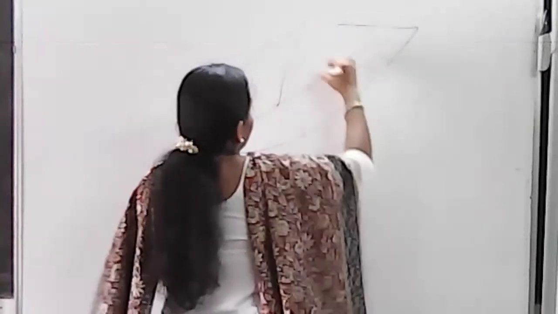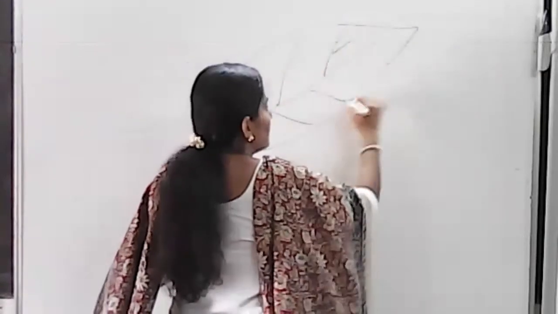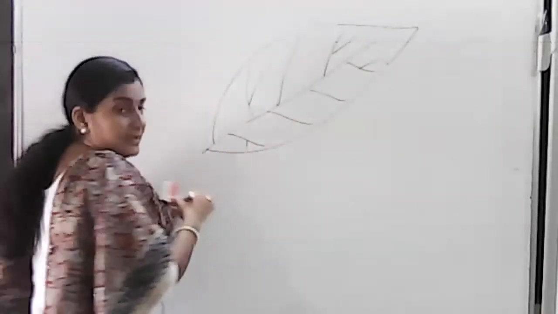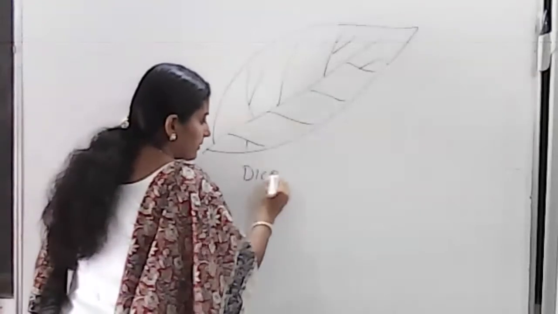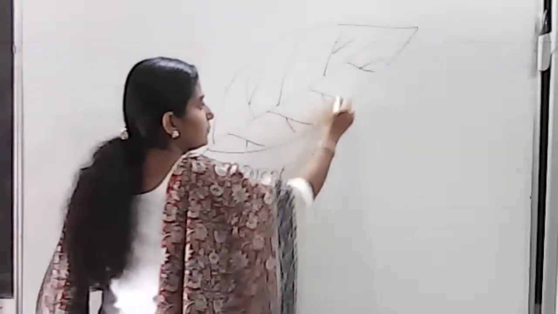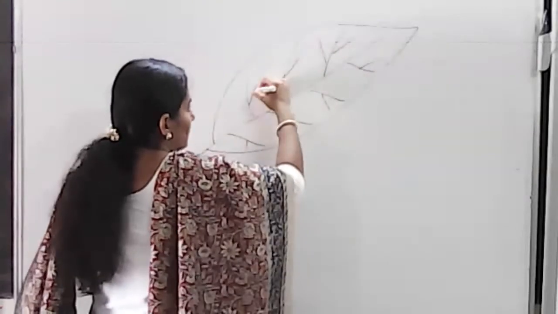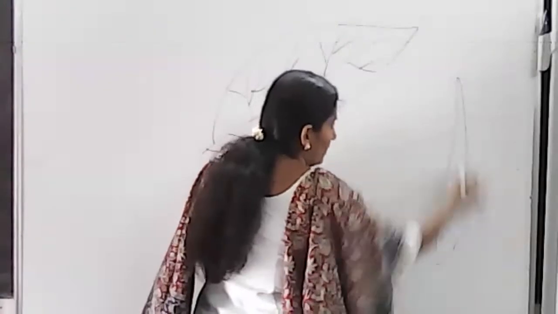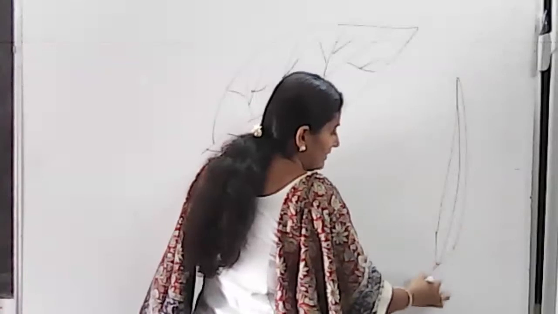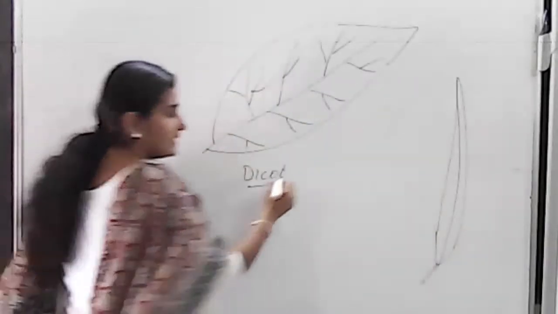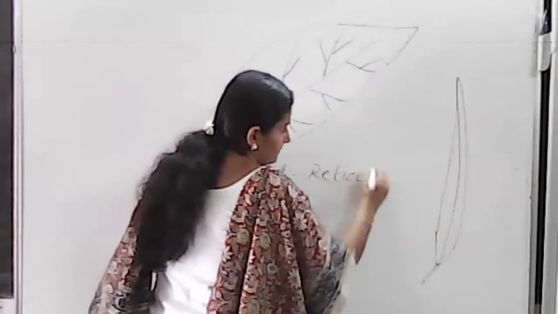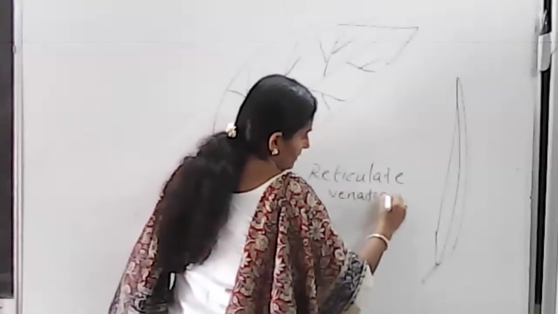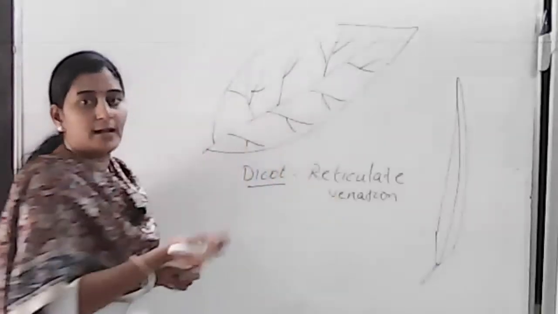One more thing to identify a dicot leaf or monocot leaf is the arrangement of veins. If it is a dicot leaf, what will be the arrangement of veins? Here you will see that the veins are irregularly arranged. If it is a monocot leaf, what will be the nature of veins? It will be like this only, parallel venation. This type of venation you call reticulate venation. This is how you identify a dicot plant and a monocot plant.